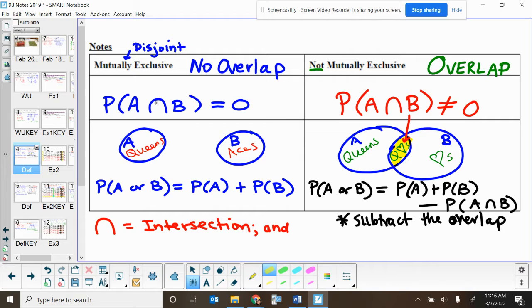This means the probability of A and B, or the intersection, like where they overlap, is nothing. There is no intersection. So there's no queen and ace at the same time. But if they have overlap, then you can have cards that are in the middle that have both characteristics.